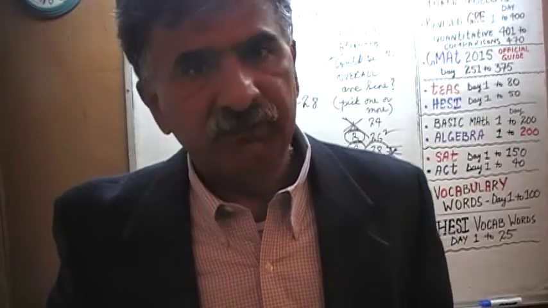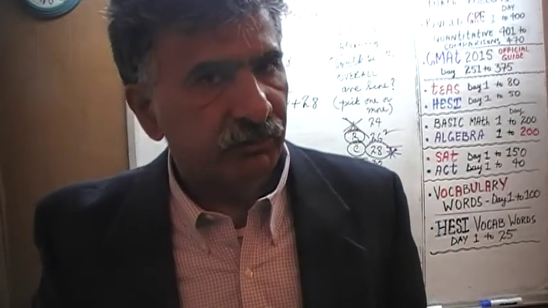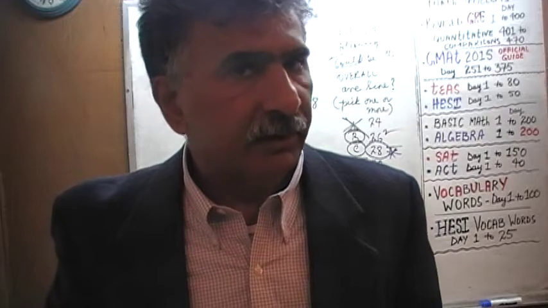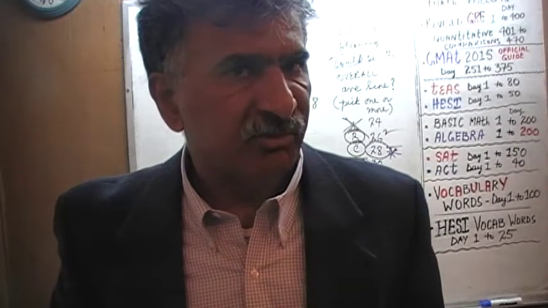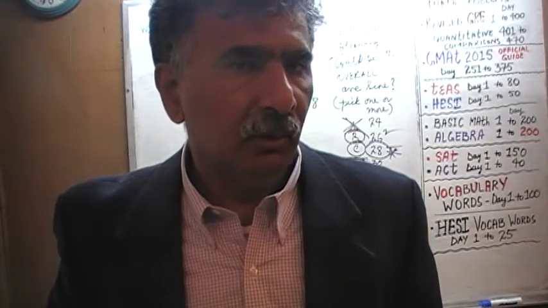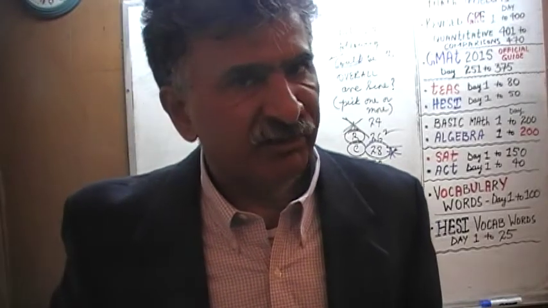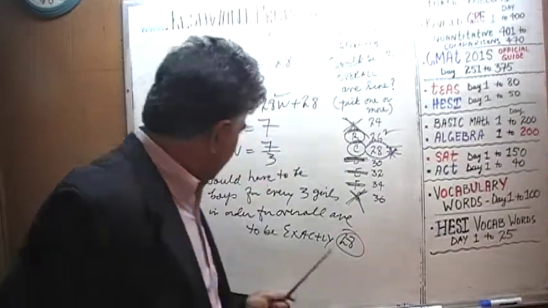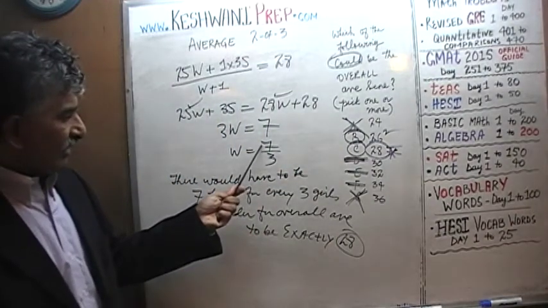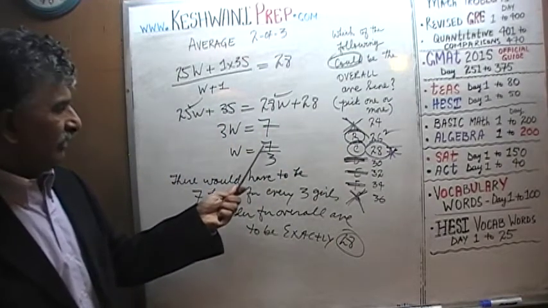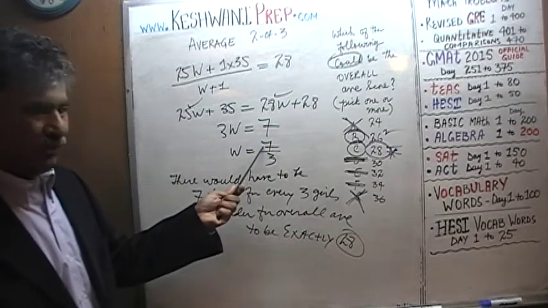If the average score of the boys is 25 and the average score of the girls is 35, then it is possible for the overall score in the class to be exactly 28 as long as we have 7 boys for every 3 girls. That has to be the precise ratio. But notice there are in fact more than twice as many boys as girls. 6 would have been exactly twice as many. There are more than twice as many boys.